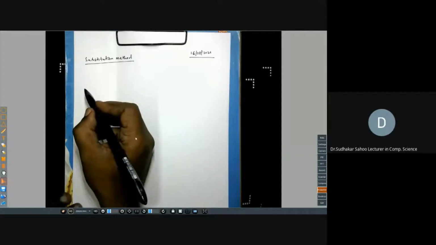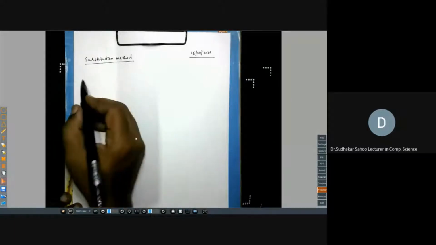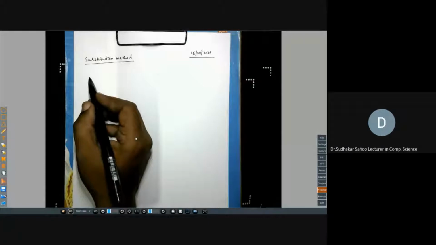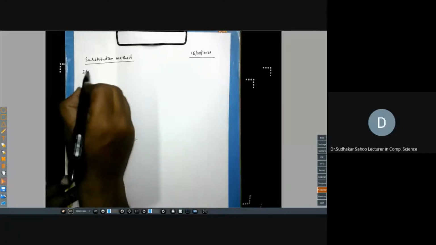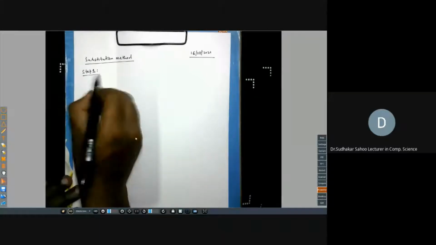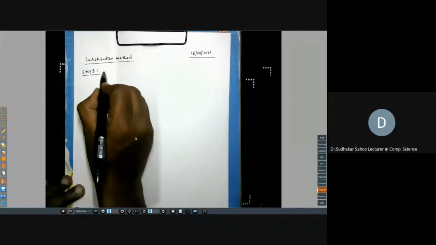Last class we have discussed two methods, iteration method and recurrence tree method. Now the third method is substitution method. It has two steps. Step 1, guess a solution.